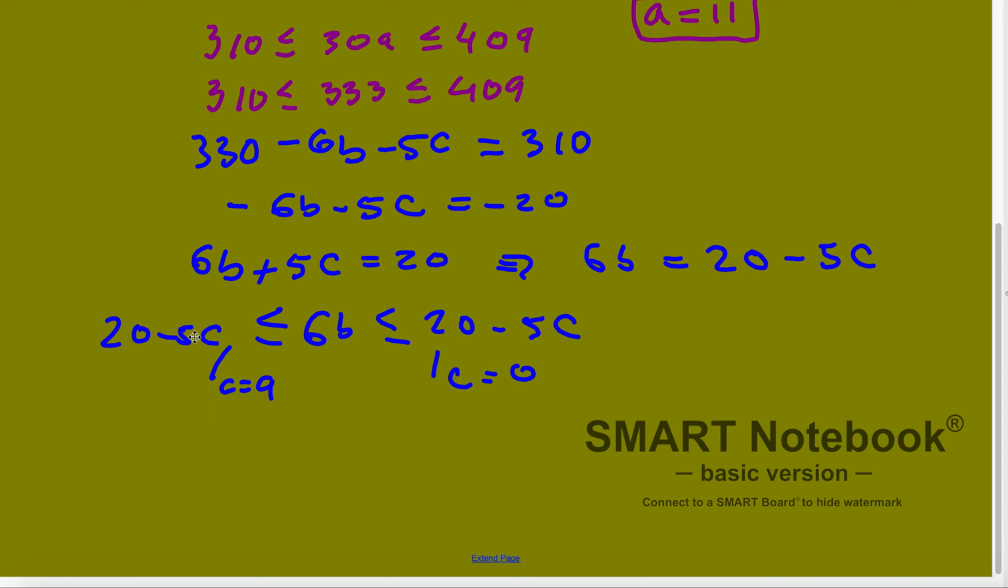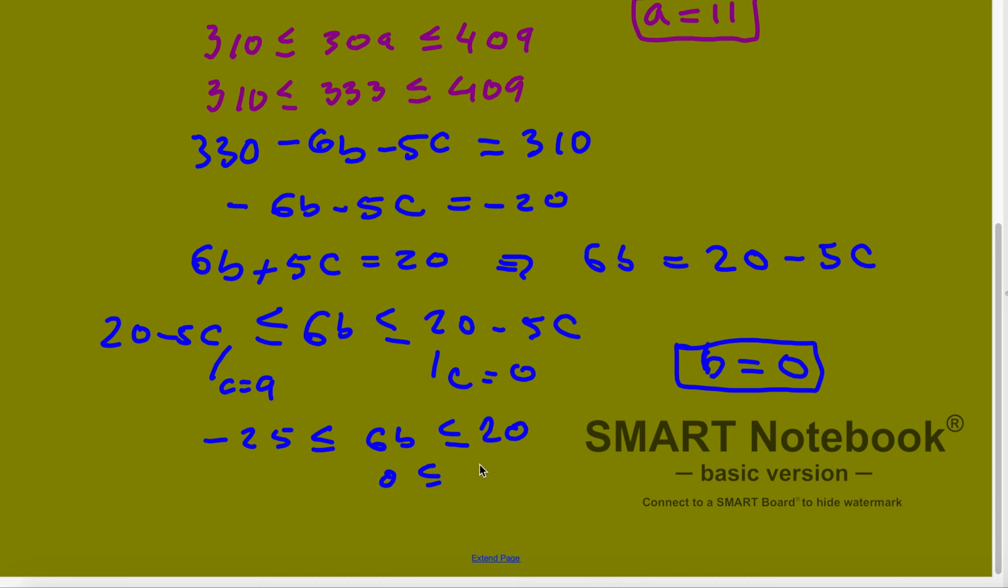What's going to happen here at 20 minus 5 times 9, which is 45? Minus 45 plus 20 is minus 25. Minus 25 is less than or equal to 6b. And here is 20 minus 5c with c being 0, which is 20. So there are a few integers that satisfy this inequality, but I'm going to take b equal to 0. Plugging in, 6 times 0 is 0, and 0 is between minus 25 and 20, so it satisfies this inequality.